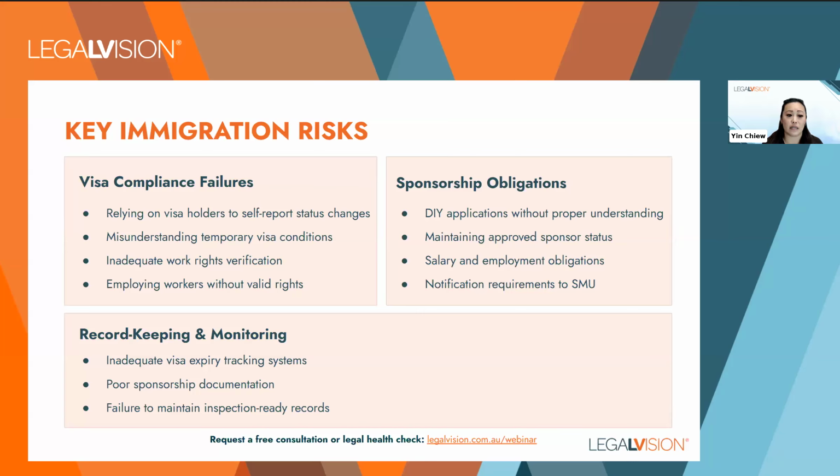And then the second most important risk that comes up is not understanding what your sponsorship obligations are. So an Australian business employer may apply to become an approved sponsor for the purposes of sponsoring someone on a 482 or 494 visa, and they may not actually understand what obligations apply to them and the duration those obligations apply to them.